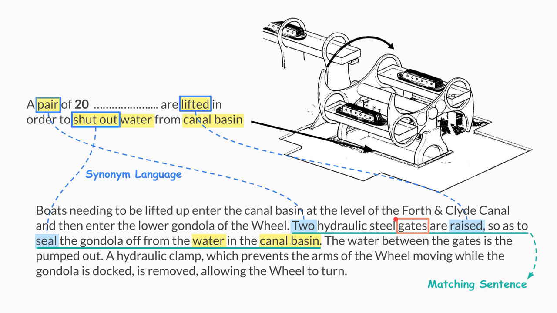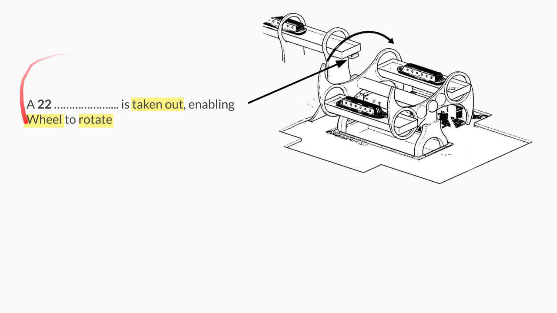Gates is the answer. We're going to fill that into our answer sheet, and then we're going to put the number of the question next to the matching sentence. Great. So we're now done with this one as well. Let's knock out our final question, number 22. The question says, a dash is taken out, enabling wheel to rotate. So again, this is going to be a noun because a something is taken out. So it has to be a thing, it has to be a noun.